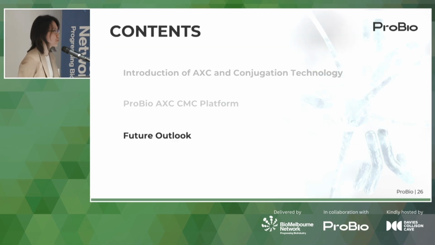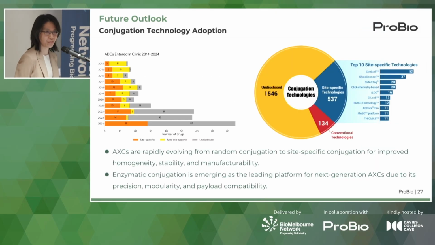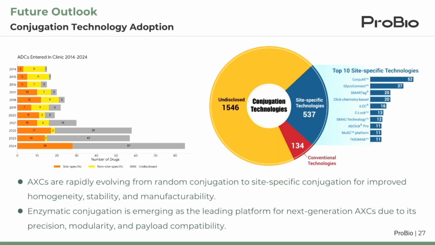And finally, I'd like to speak about a couple of key trends and perspectives for the future of the AXC field. First, one of the key observations we have, as we can see over the past decade, especially in recent years, is that ADCs or AXCs are rapidly evolving from random conjugation to site-specific conjugation for improved homogeneity, stability, and manufacturability. In particular, starting about 2-3 years ago, essentially all of the ADCs newly entering the pipeline utilize site-specific conjugation rather than conventional random conjugation.